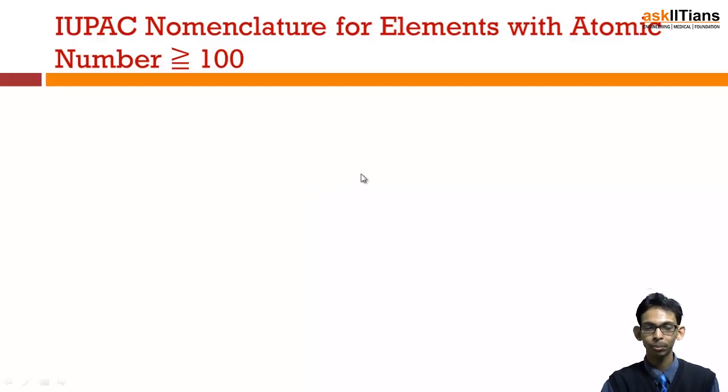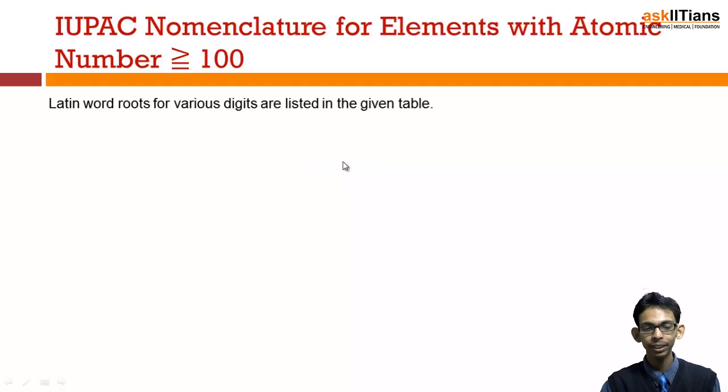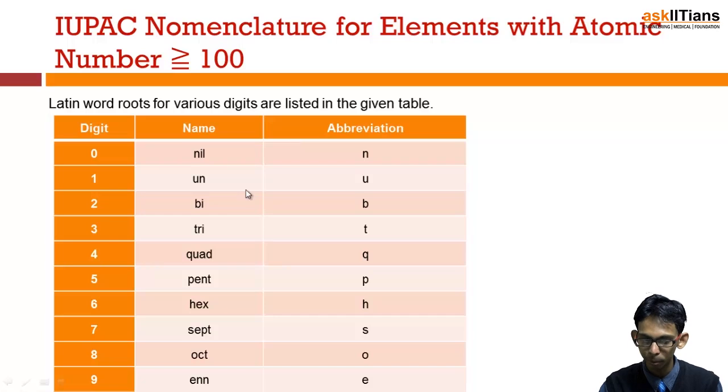We follow a specific IUPAC nomenclature to name them. We know that there is an element which will have atomic number 102. So we have left space for that, and we just predict its name using IUPAC nomenclature. So this slide is about the IUPAC nomenclature of the elements with atomic number greater than 100. For this, the Latin word roots for various digits are listed in the table given below.